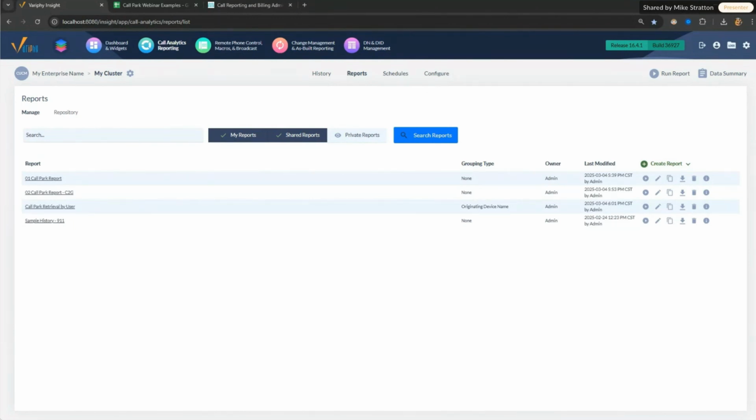voicemail. Those are all predefined. It's easy to pick and choose. I only want to see voicemail calls. I only want to see abandoned calls. Call park doesn't really have that.